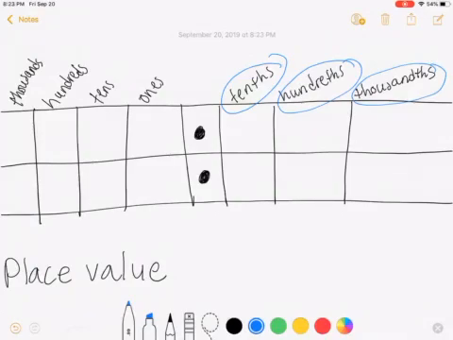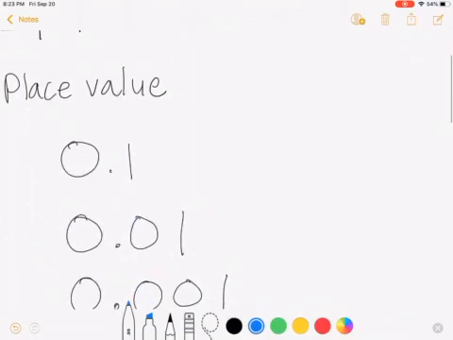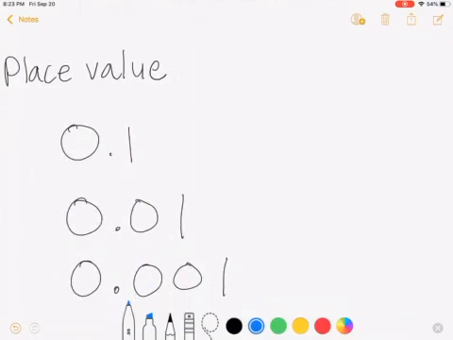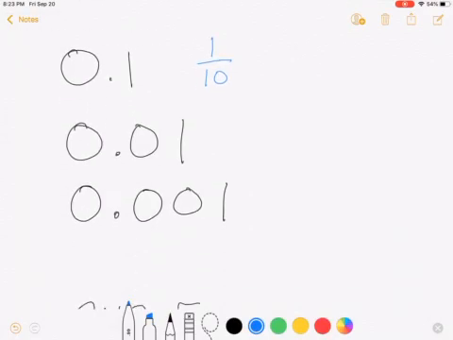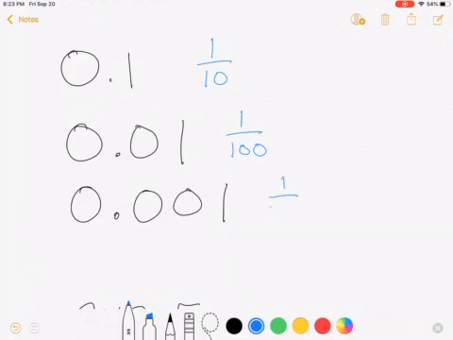So we learned that any number after the decimal point is a fractional number, not a whole number. It is less than 1. So we can write 1/10 as 1/10. And we can write 100th as 1/100. And we can write 1,000th as 1/1000.